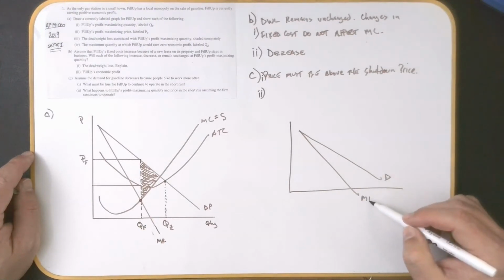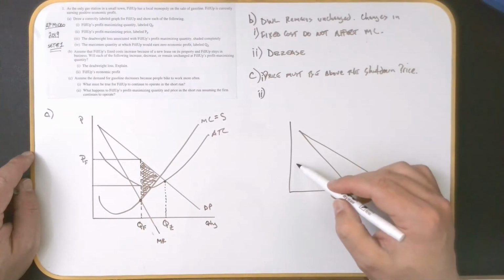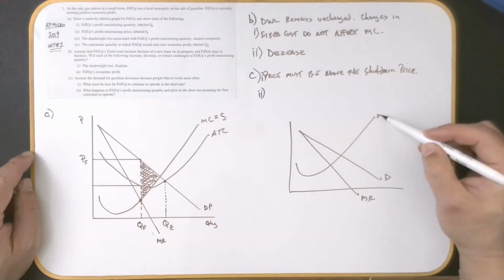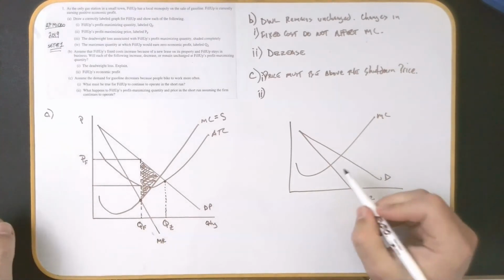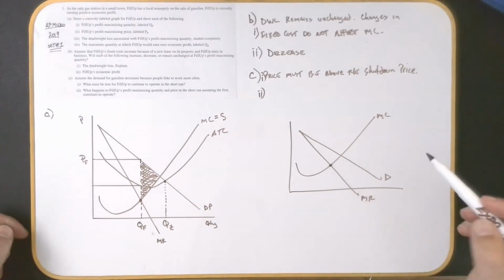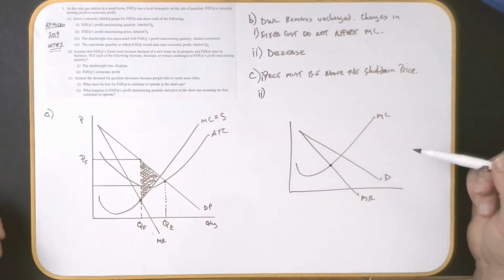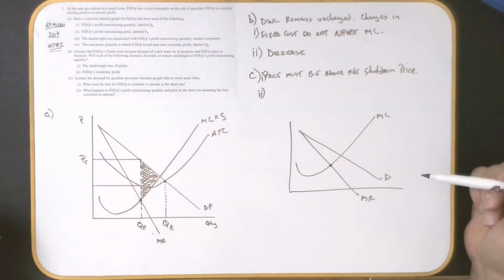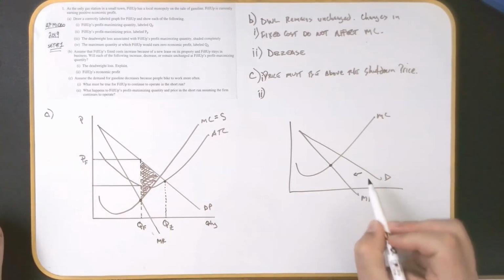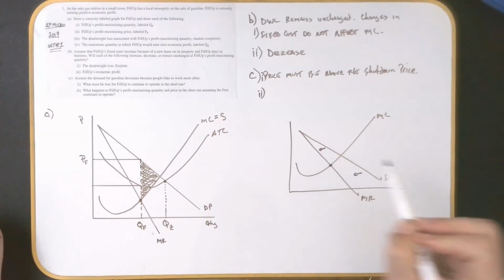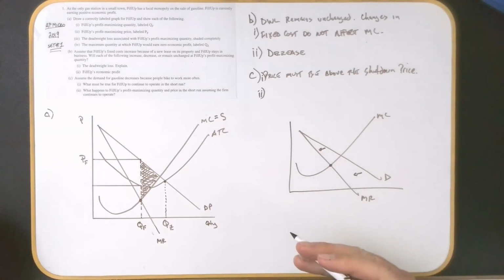So here's our demand and our marginal revenue, and I'm just going to draw my marginal cost curve. Because what it says is, what happens to Philip's profit maximizing quantity? In other words, what happens to that point right there if there is a decrease in demand for gasoline because people are riding their bikes more? Well, if there's a decrease in demand, that's real simple. This is going to move that way. And if that's going to move that way, so is the marginal revenue curve.